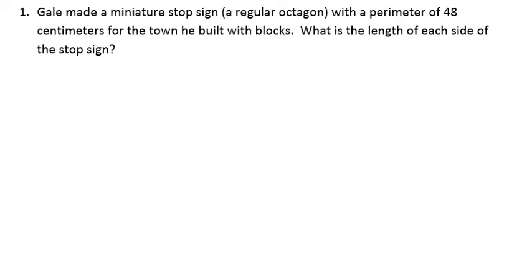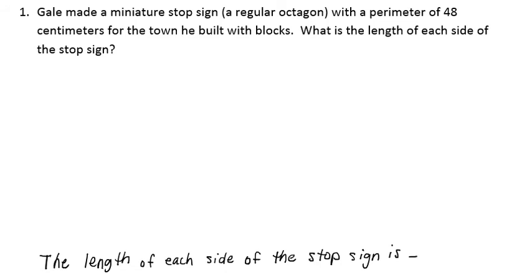The first question says Gail made a miniature stop sign, a regular octagon, with a perimeter of 48 centimeters for the town he built with his blocks. What is the length of each side of the stop sign? I'm going to start by writing an answer statement with a blank for where my final answer will go. We'll say the length of each side of the stop sign is blank.